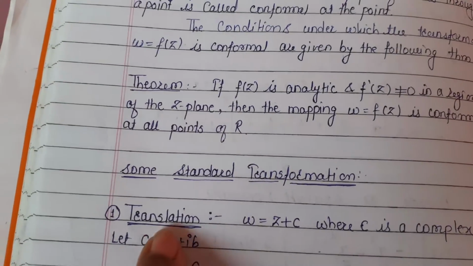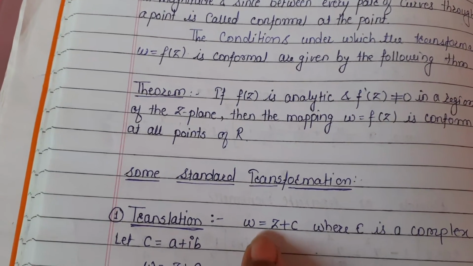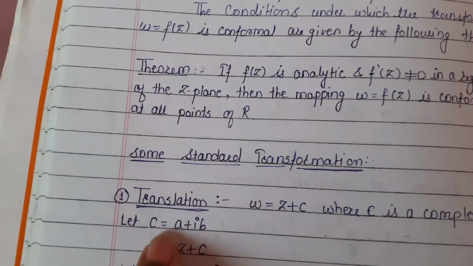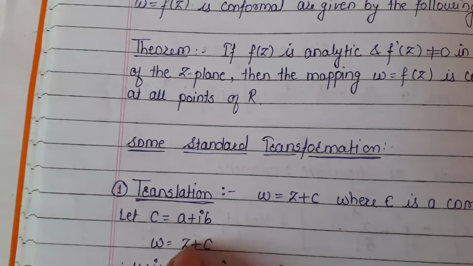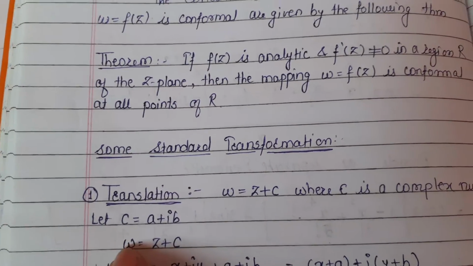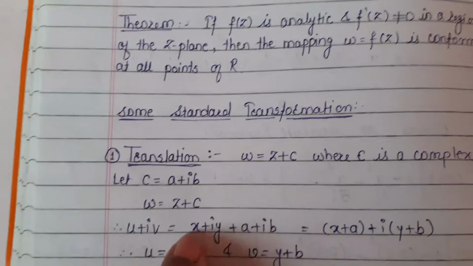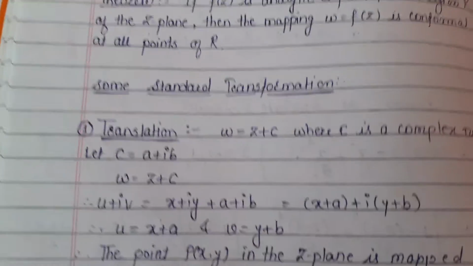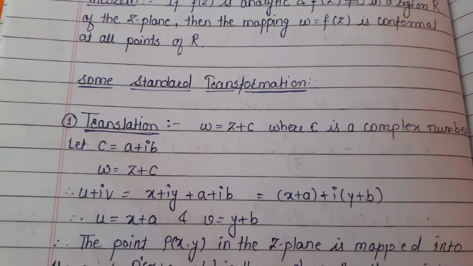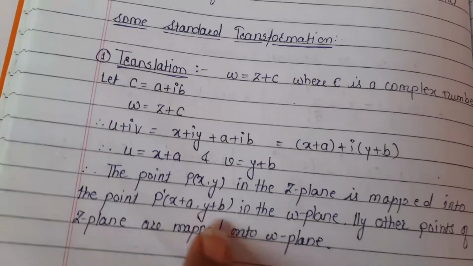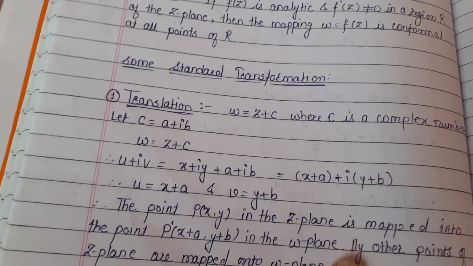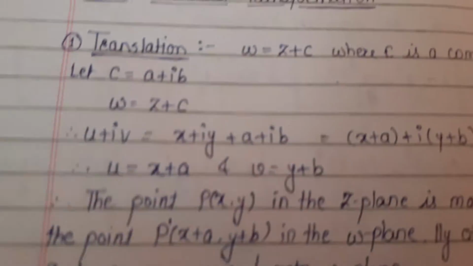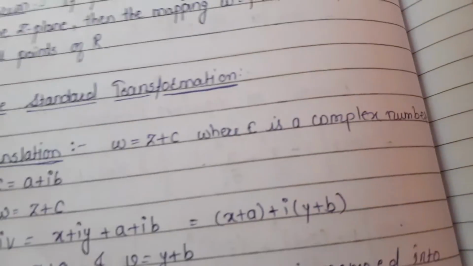First transformation is translation. That means w is equal to z plus c, where c is a complex constant number, let c is equal to a plus ib, and we know the relation is w is equal to z plus c. As earlier we have seen, w is equal to u plus iv and z is equal to x plus iy. So applying that, we get u is equal to x plus a and v is equal to y plus b. Since the point P of x, y in z plane is mapped into the point P of x plus a, y plus b in the w plane. Similarly, the other points of z plane map to the remaining points in w plane. Now this is regarding translation.